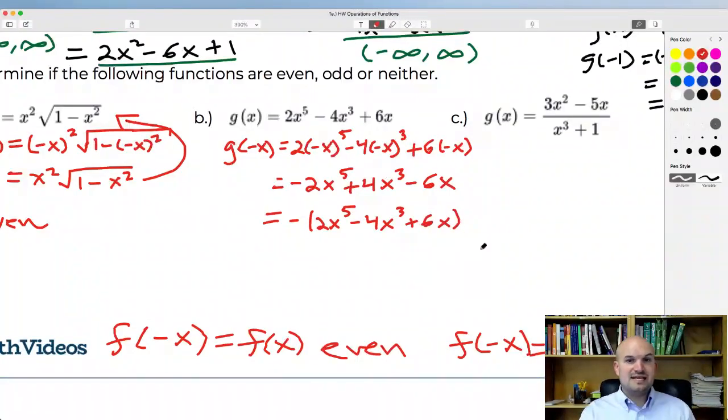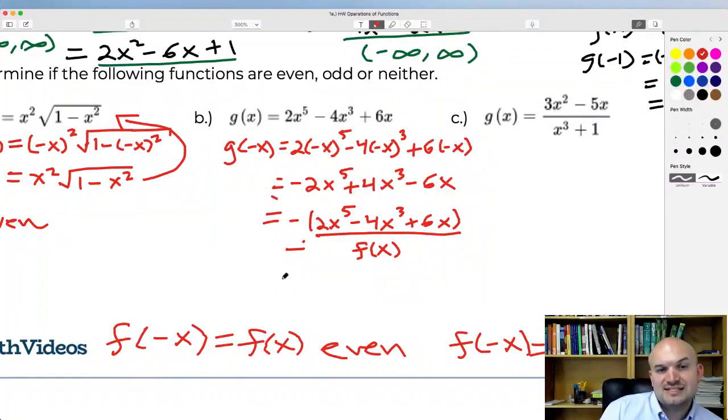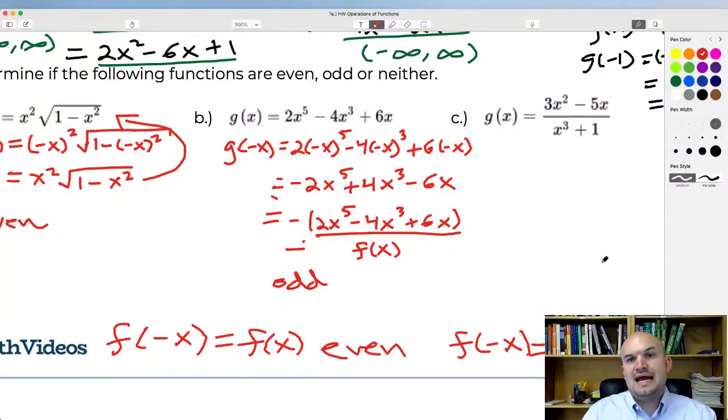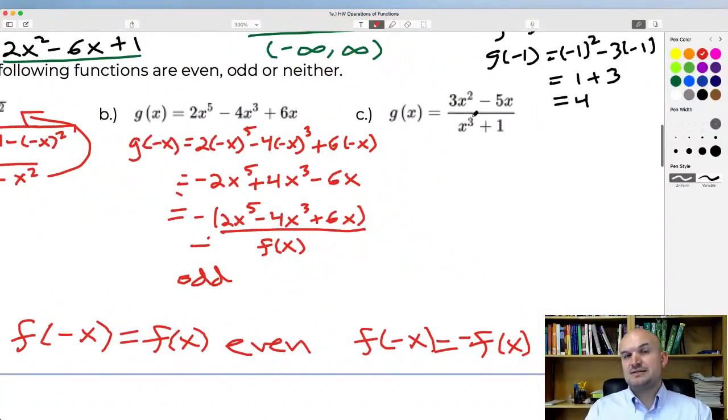And now what you can see is this right here is f of x, and that's being multiplied by a negative. So you're taking the opposite of the function. So therefore, this is an odd function. All right. And the last one, guys, is looking at the g of x. So we're going to do this again, doing the same process here.